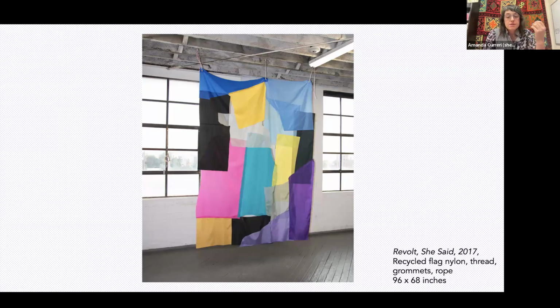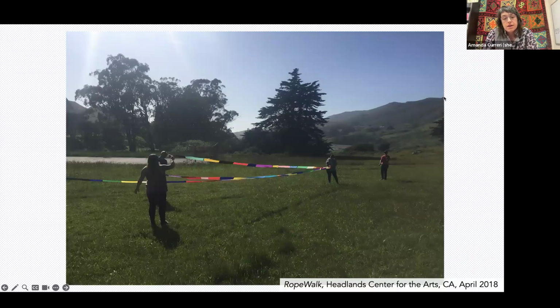And I made this after one of my friends passed away, a real instinctive banner, a recombinatory, non-nation based banner. And then I started changing the form, and this is called rope walk. This one is pictured at the Headlands in California in April 2018. And here I'm asking folks to test this form with me of rope walk.